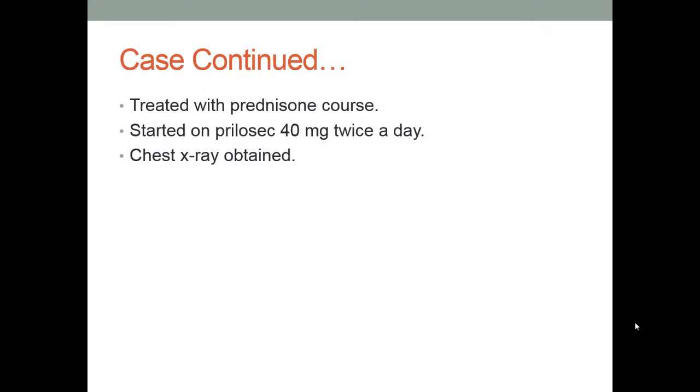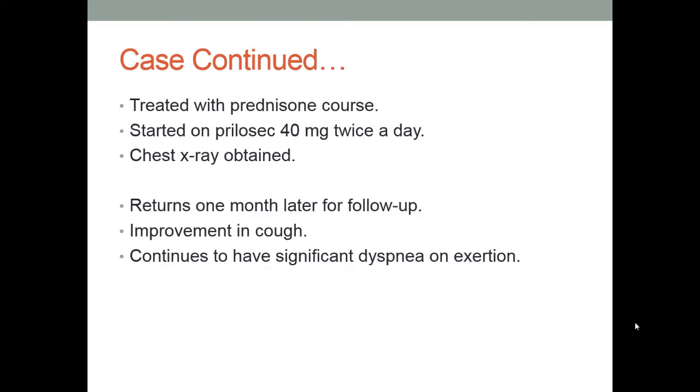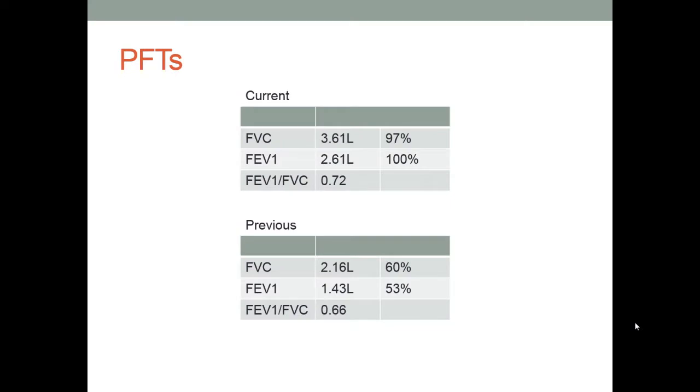So the patient that you had seen with the drop in PFTs and continued symptoms was treated with a prednisone course for an exacerbation, and he was started on Prilosec 40 milligrams twice a day during that clinic visit. If you remember, he also complained of worsening shortness of breath while lying flat, so a chest x-ray was obtained at that visit as well. He comes into clinic 1 month later. At that time, he had an improvement in his cough, but he continued to have shortness of breath on exertion throughout the day and with minimal activity. You repeat his PFTs, and there's an improvement there at that clinic visit.